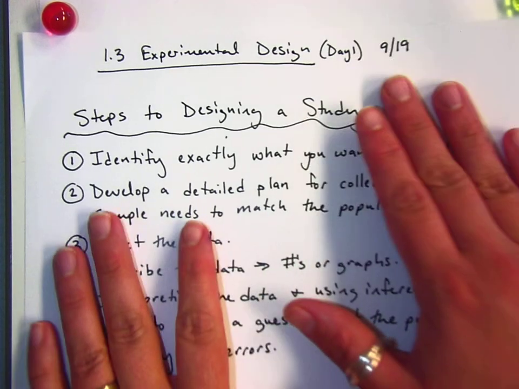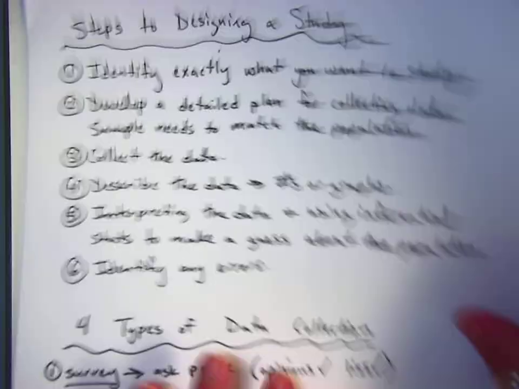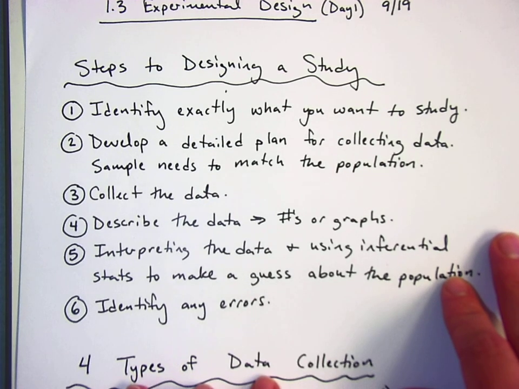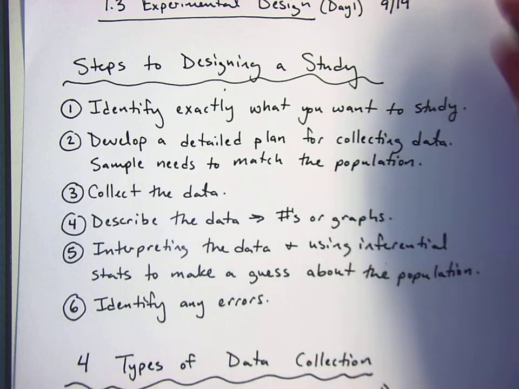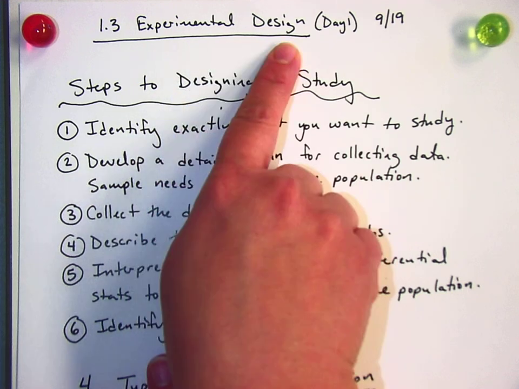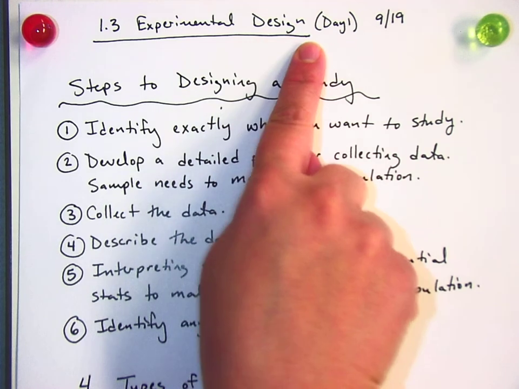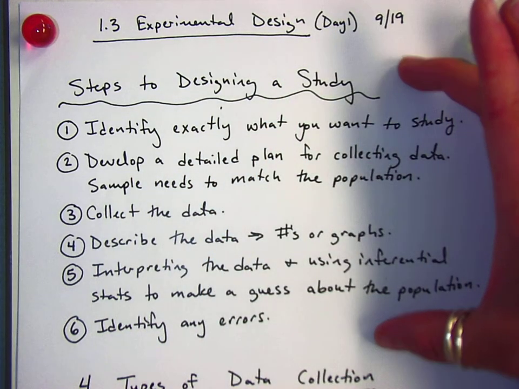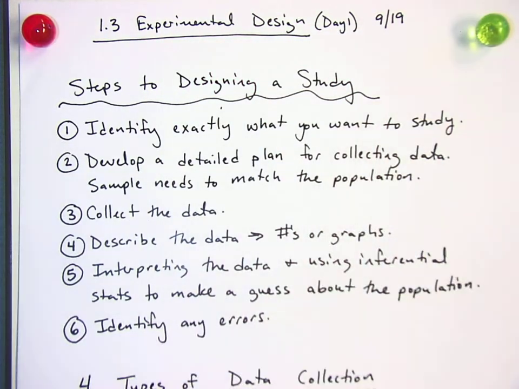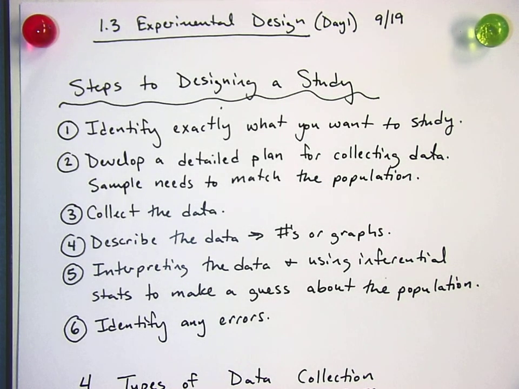So what I'm going to do is, instead of doing the notes with you, I'm going to have you copy this down, and then I'm going to talk about it. So this is 1.3 Experimental Design, Day 1, 919. We're going to be talking about experimental design for quite a few days. So after you've written this out, go ahead and pause the video, and I want you to write down these 6 things. And then I'm going to talk about it. So go ahead and pause.